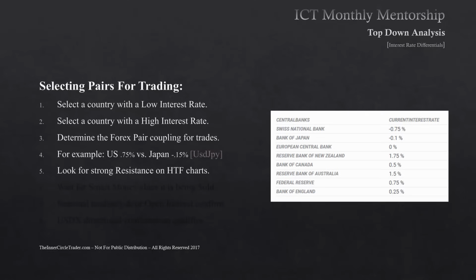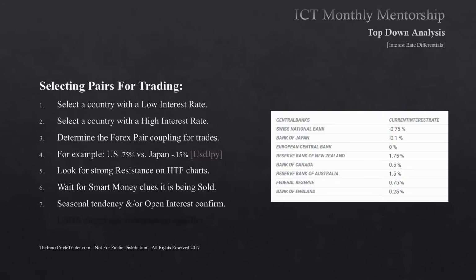We're going to look for strong resistance on higher time frame charts. We're going to wait for smart money clues that it's being sold. In other words, we want to see Japanese yen hit resistance levels and show indications that it wants to sell off. And we're looking for seasonal tendencies and/or open interest to confirm the trade, and looking for dollar index directional confirmation to qualify the setup.